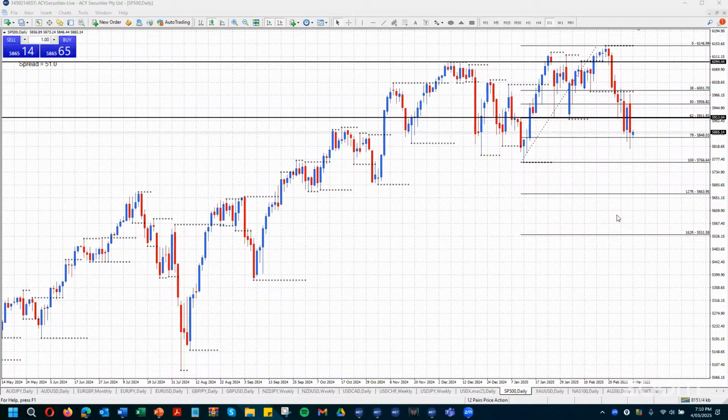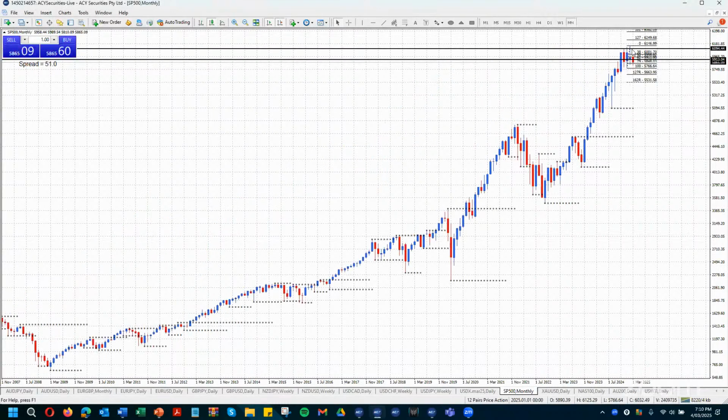We would need to do a lot more damage, I think. If we go to the monthly chart, we're in an uptrend on the monthly chart. So 1 or 2 months down here does not change the trend for me. We would need to negate this low here to really start to see a bear market. We could just come down within this range.